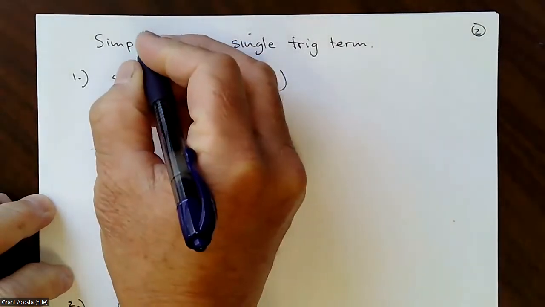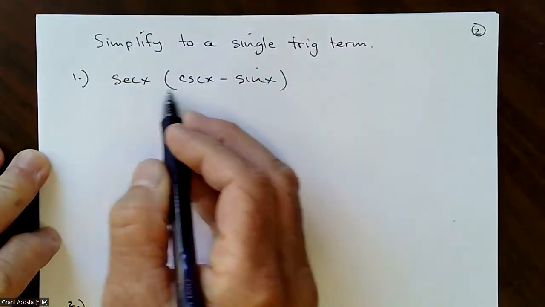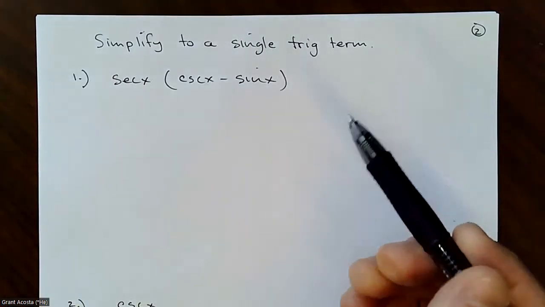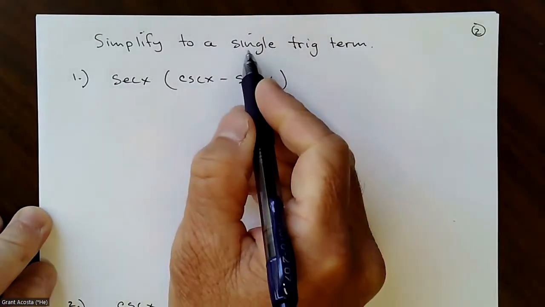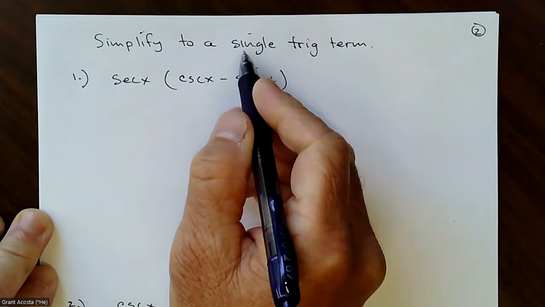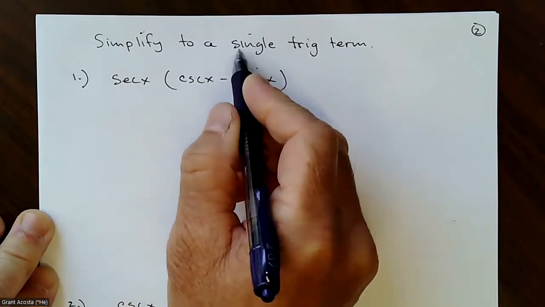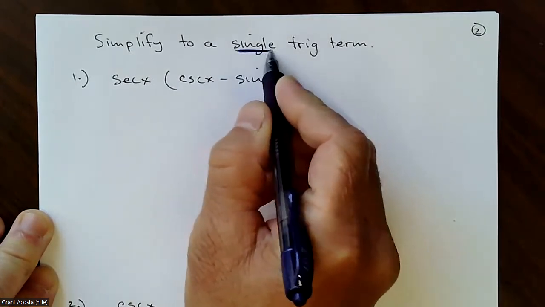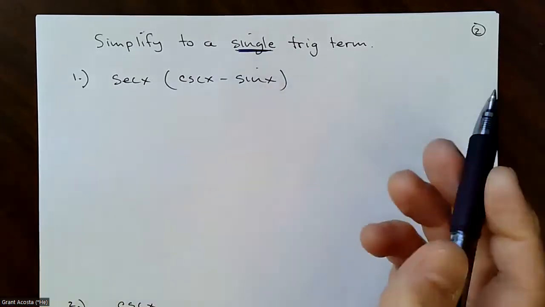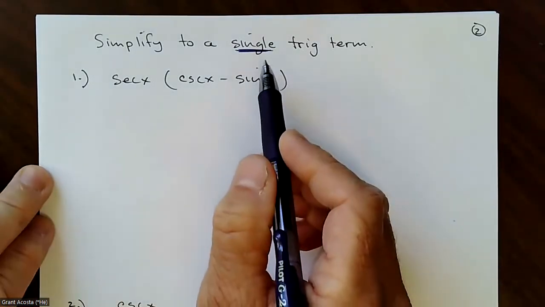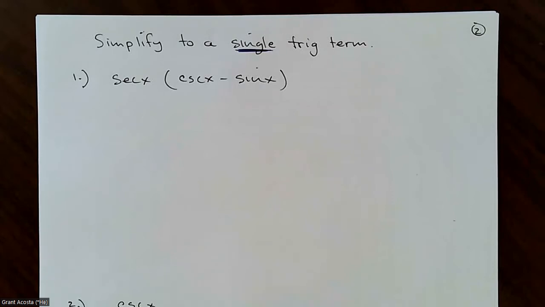So oftentimes when you get a trig expression like this, using trig identities, you can reduce this down to something smaller. In this case, for my two examples here, we're going to be able to simplify these two expressions to a single trig term. Obviously you can't do that for every expression, but I just made it this way so we would know when we were done.